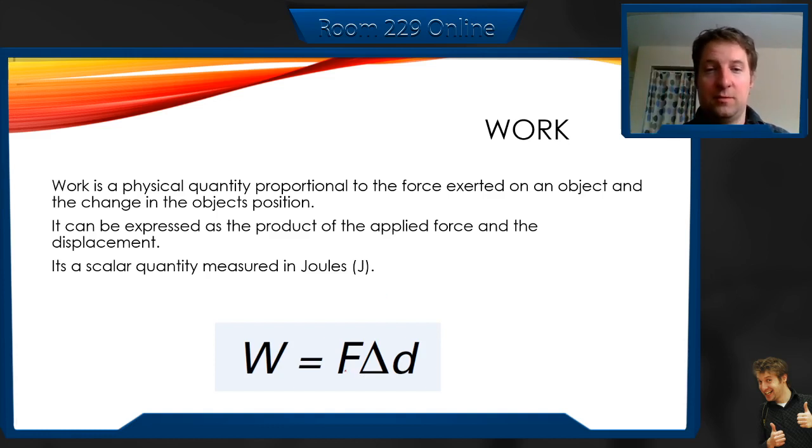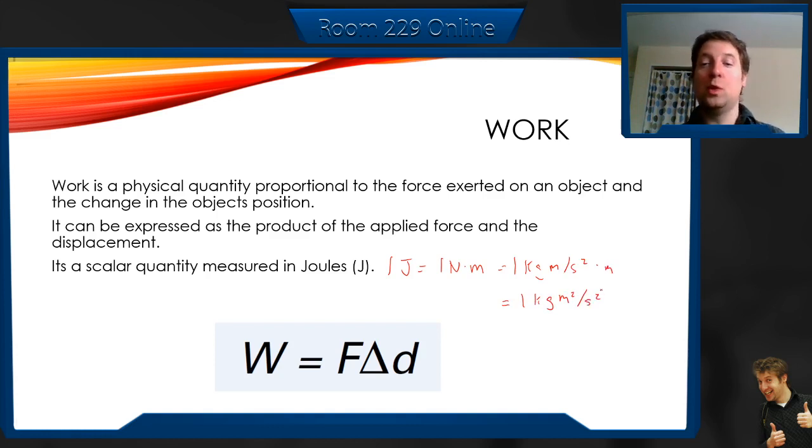Notice force is in newtons and displacement is in meters. So 1 joule necessarily has to be 1 newton meter. And again, we can define a newton as 1 kilogram meter per second squared, so 1 newton meter is 1 kilogram meter per second squared times meters. That's meters squared per second squared. So a joule is a kilogram meter squared per second squared. Okay, let's keep going.